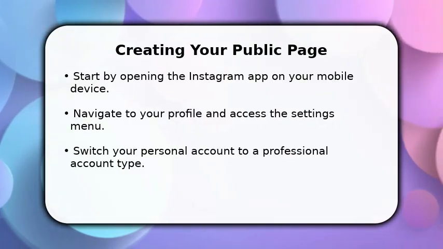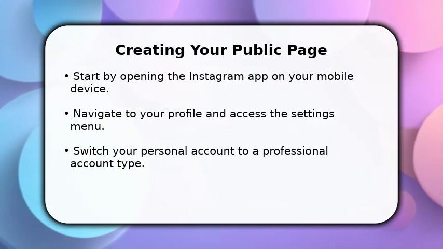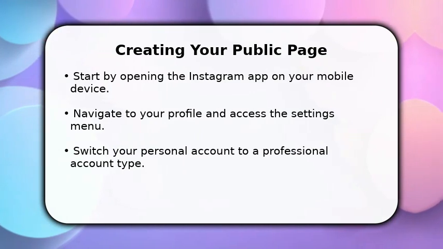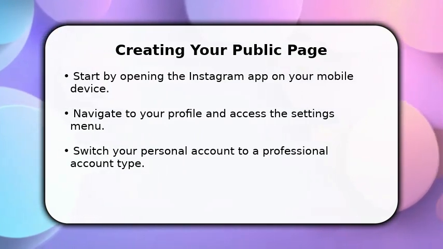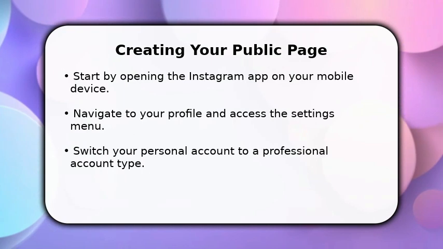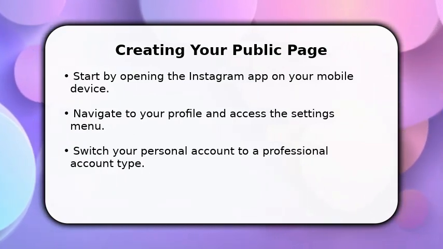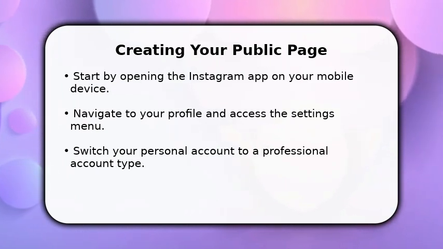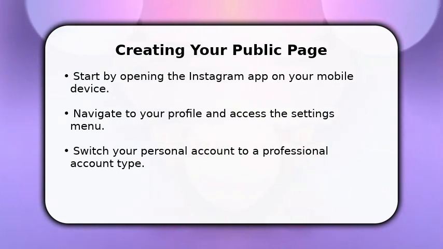In this video, I will explain how to create an Instagram public page. First, open the Instagram app on your phone. Tap your profile picture, then the three lines in the top right corner to open the menu. Select Settings and Privacy, then Account Type and Tools, and finally switch to Professional Account. This is the essential first step to making your page public and accessible to a wider audience.